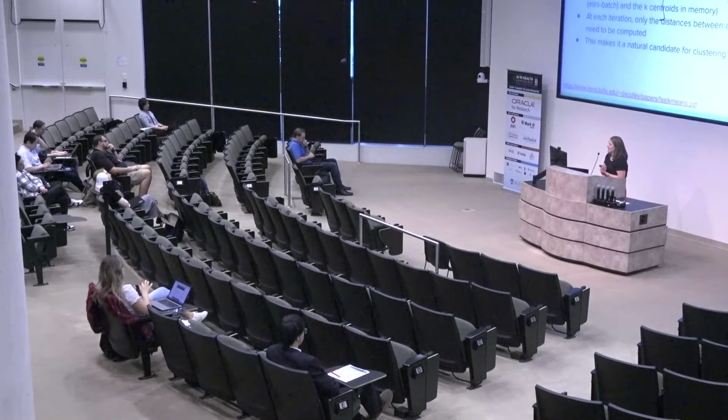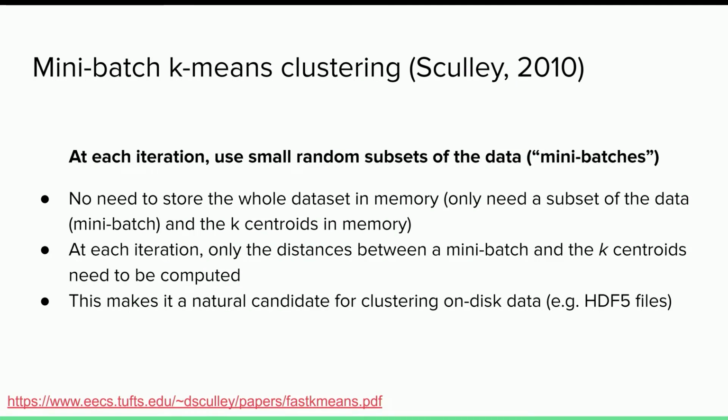So we set out to make this a little bit faster using something called mini-batch k-means. It's a super intuitive algorithm that is a natural candidate for clustering data on disk. So the idea is the following. If, let's say, you have your data stored on disk, you can load in 1% of the data into memory, or 5% of the data into memory.